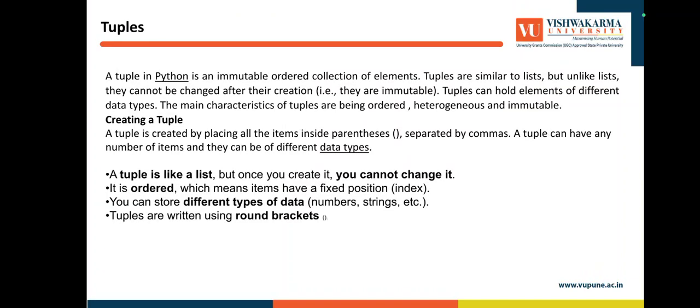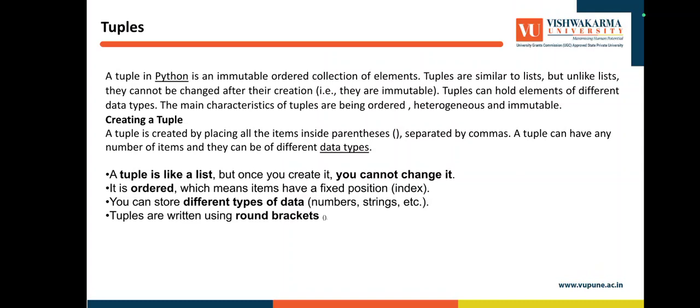So, tuples. A tuple in Python is an immutable ordered collection of elements. Tuples are similar to lists, but unlike lists, they cannot be changed after creation. That is, they are immutable, which means we cannot modify a tuple once it is declared or initiated and the program is run. Tuples can hold elements of different data types. The main characteristics of a tuple are that it is ordered, heterogeneous and immutable.